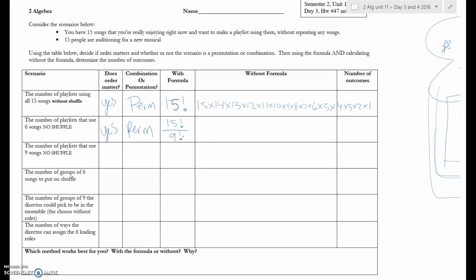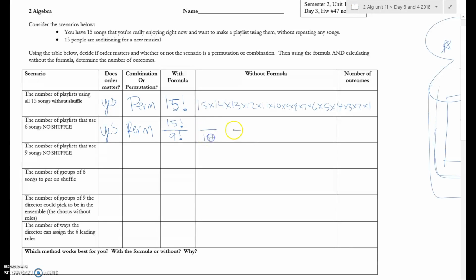So with the formula, just a reminder, it's the number that you have, and in a permutation, you divide out the number that you are not using. So it's the number you have, the total number. Divide out the number you're not using for a permutation. What that looks like if you were just going to count it, right, we'd have 6 songs.